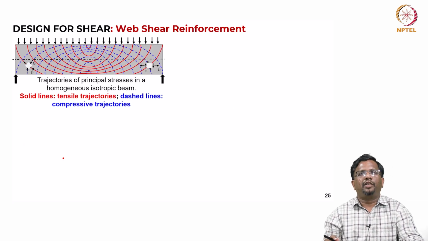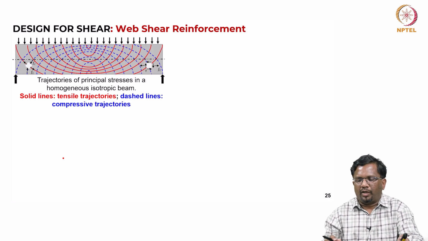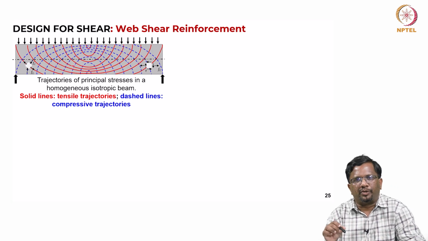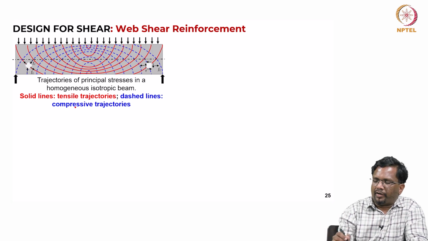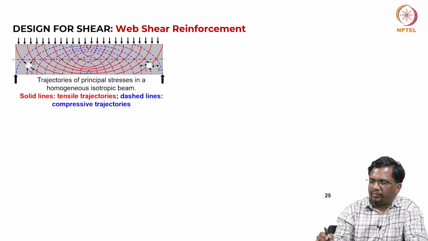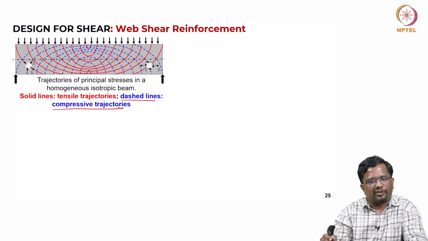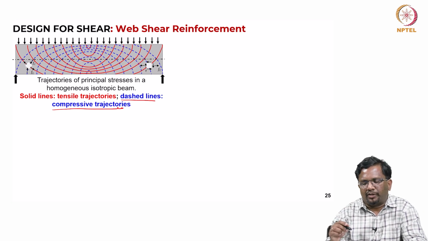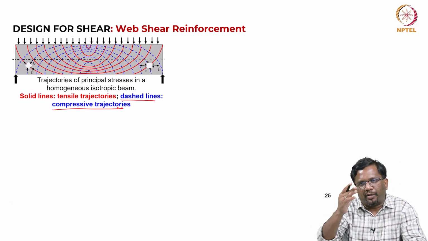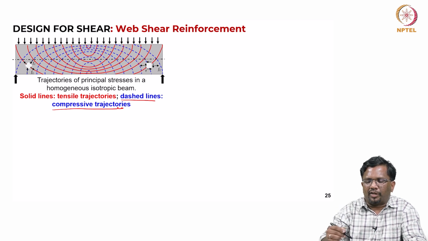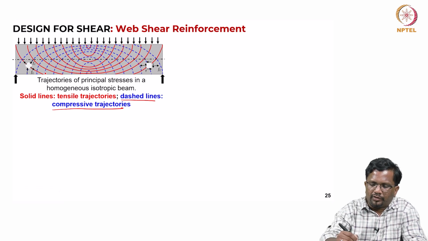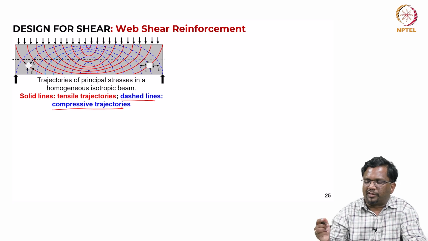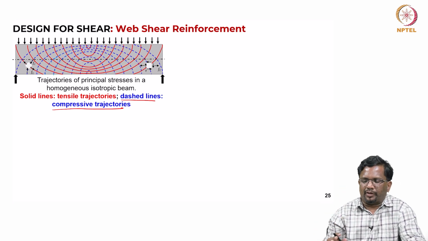Now, let us see what the web shear reinforcement rule is. If you plot all these principal stress trajectories for a uniformly distributed load, you will find that the dashed lines that you see here are all compressive stress trajectories, and we have discussed that the crack will always be perpendicular to the tension. So, if I have to assume the crack, it will always be along these dashed trajectories. So, the compressive stress trajectories are nothing but your crack lines, that you know.